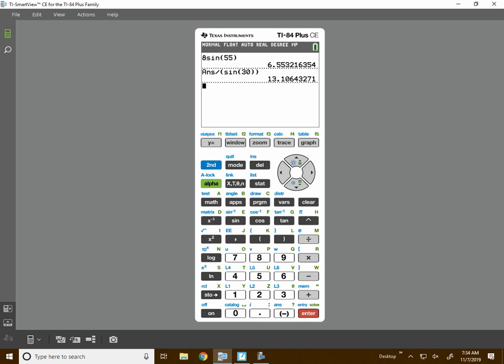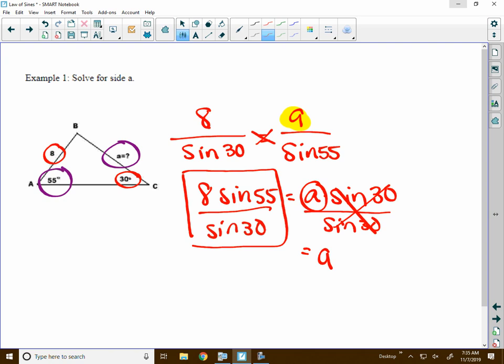Okay, so your answer should be 13.1. If you wanted to put it all together, you would just have to put parentheses around the numerator and the denominator to make sure that it did it properly. Okay. Anybody not getting 13.1? Okay, good. So that's our final answer. A equals 13.1.